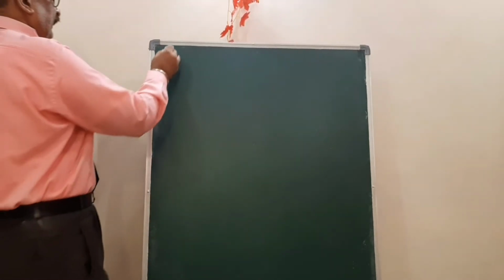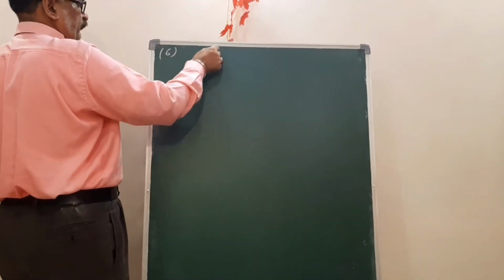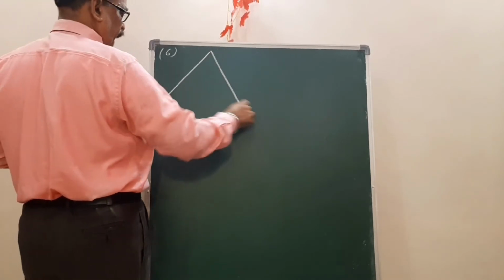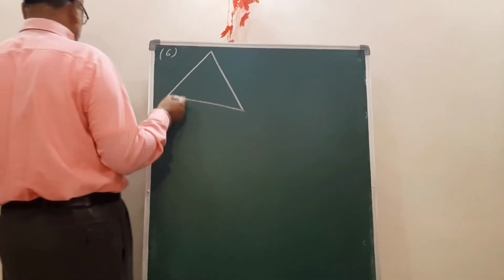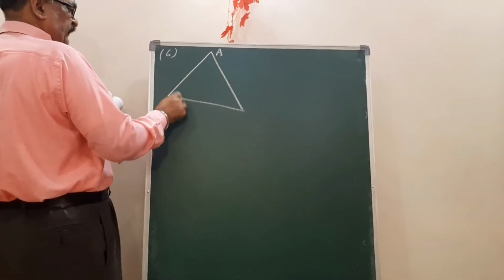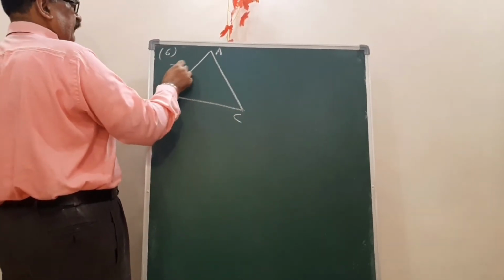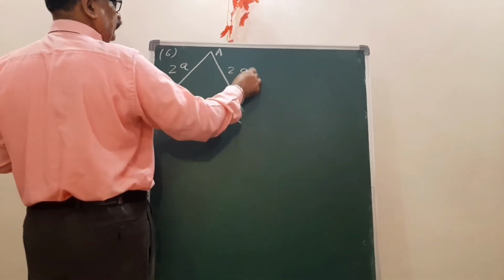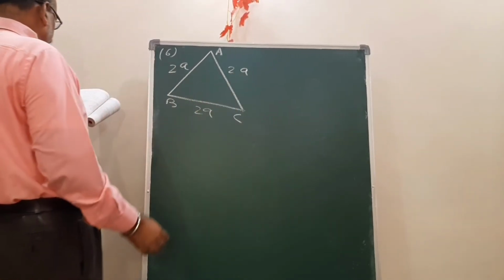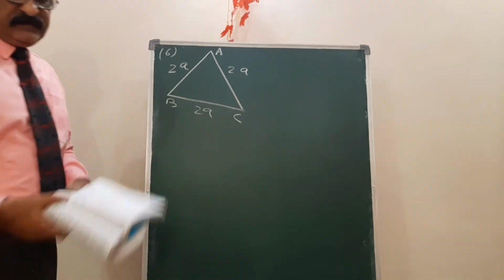ABC is an equilateral triangle. Each side is 2a, this is 2a, this is 2a. Find each of its altitude.